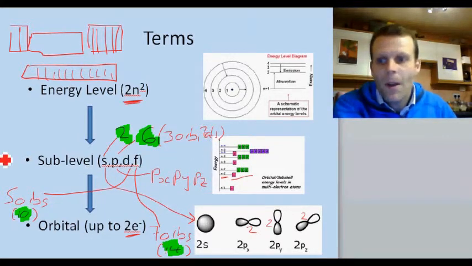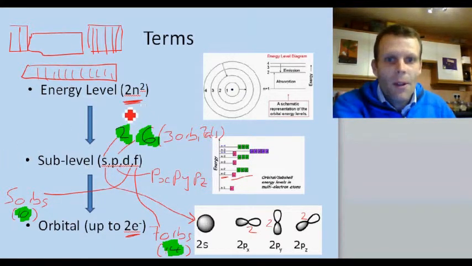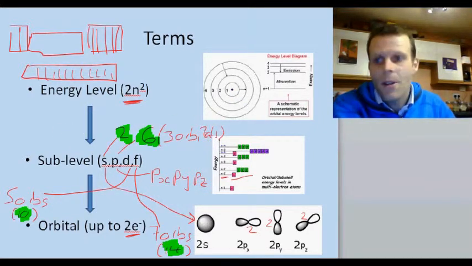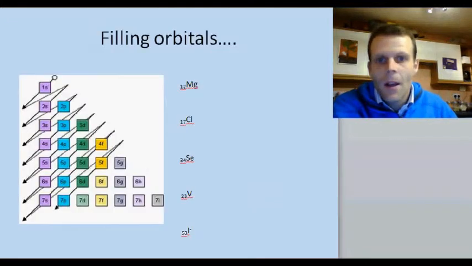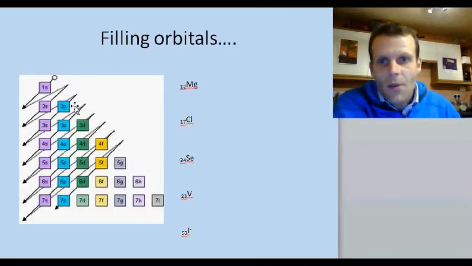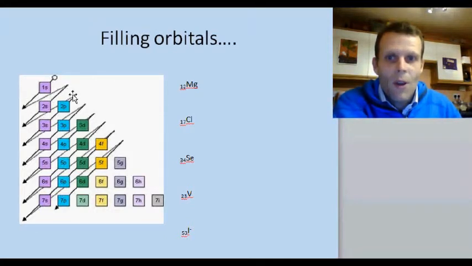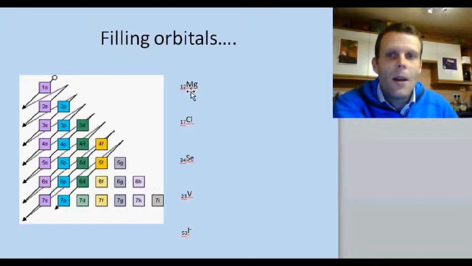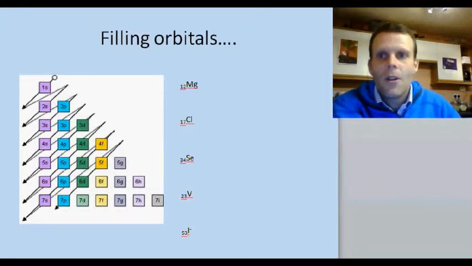But let's have a look at how we fill these up, because remember the Aufbau principle says that we have to start from the energy lowest to the nucleus. Now, something that's useful is to be able to reproduce this diagram, because it shows you the order in which the electrons fill these orbitals and sublevels. So let's say we're dealing with magnesium, which has 12 electrons that need to go in.